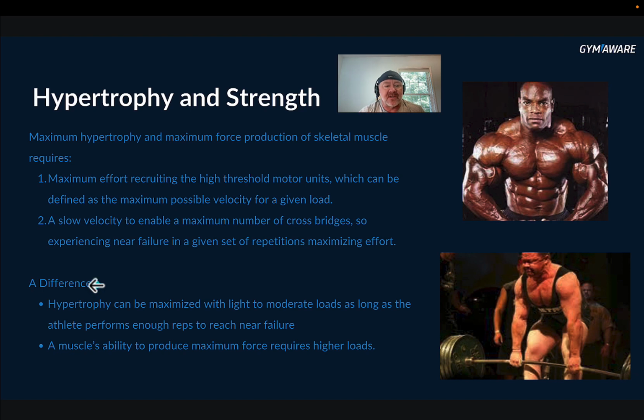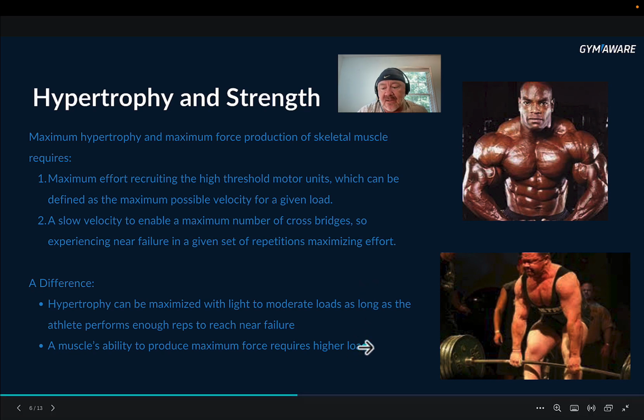A difference though: hypertrophy can be maximized with light to moderate loads as long as the athlete performs enough reps to reach near failure. So if you do, say, 40% of your 1RM, you can maximize hypertrophy with that as long as you do enough reps to where the velocity is starting to lower because of fatigue, and that will also maximize the high threshold motor units and the cross bridges. They just won't happen at the same time. So probably that's why you don't get as strong. It's just the coordination of the motor unit recruitment. But a muscle's ability to produce maximum force requires higher loads. So to get strong, you're going to have to use higher loads.